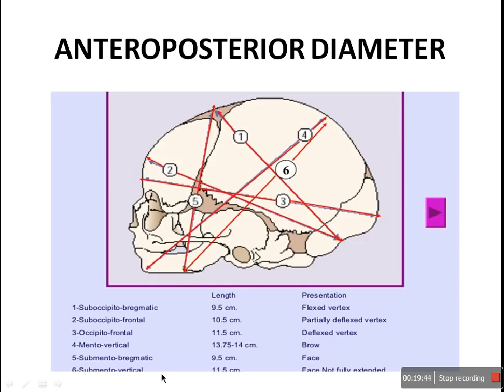Then submentovertical. This is submento. This is the mentum, so this is submento. Submentum to vertical. Where is vertical? This is the vertex. So this is the vertical. Submentovertical, which is 11.5 centimeter.